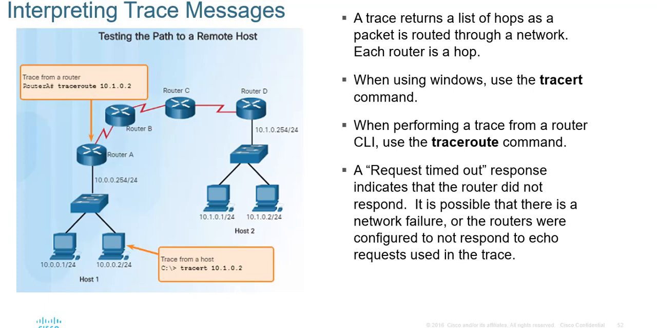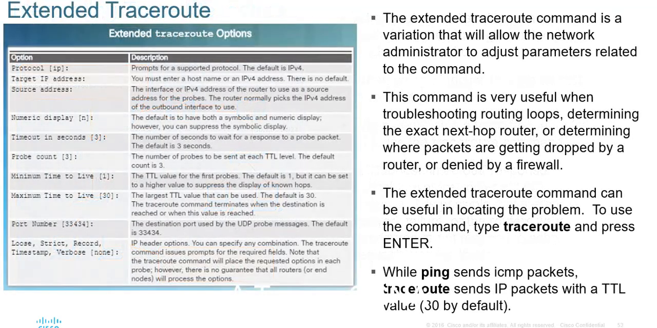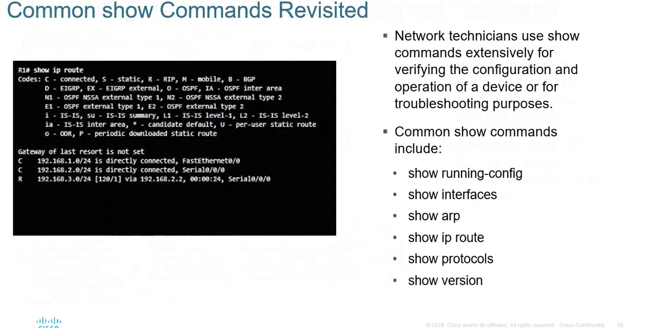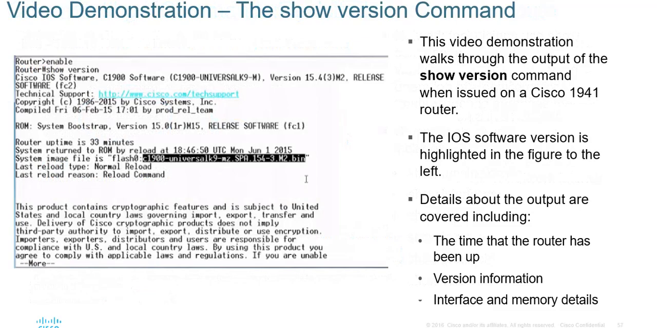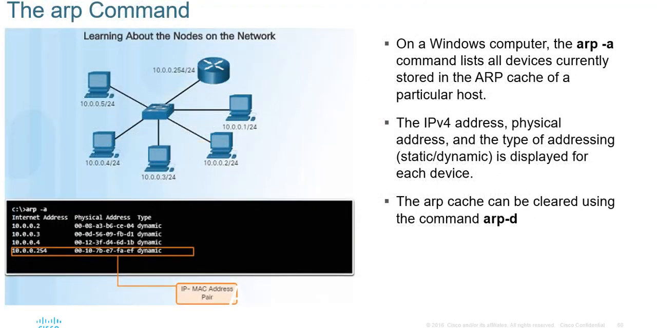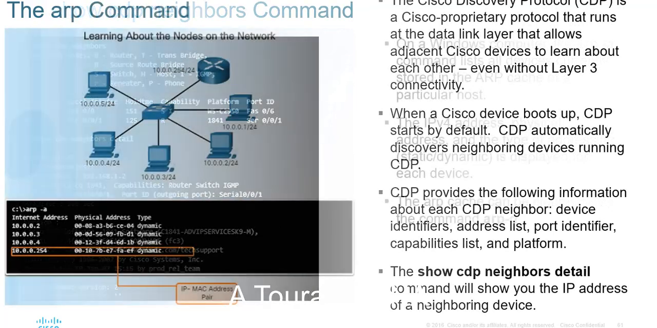So who can interpret a trace route command? So when you send a request, you have a request timeout. It indicates that the router did not respond, so it is possible that there is a network failure or something like that. So when you send a ping, you want to know where the ping failed, you can use the trace route, because the trace route will tell you exactly where the problem lies. So that's why you have to use the trace route. But for ping, it can give you information, but trace route will tell you exactly where you have the problem, and then you can get there and fix the problem.